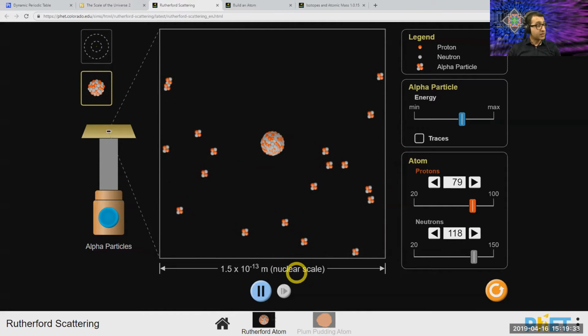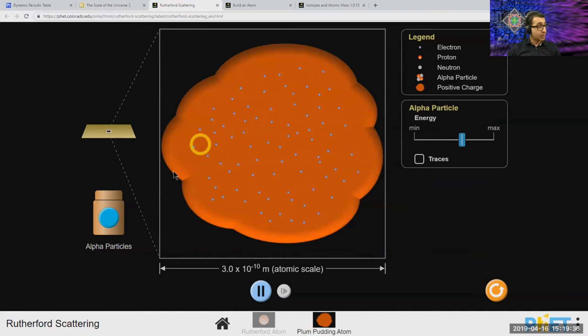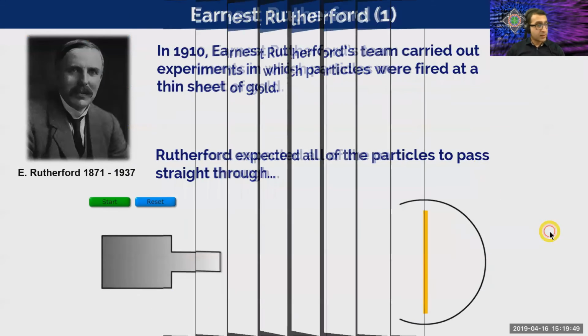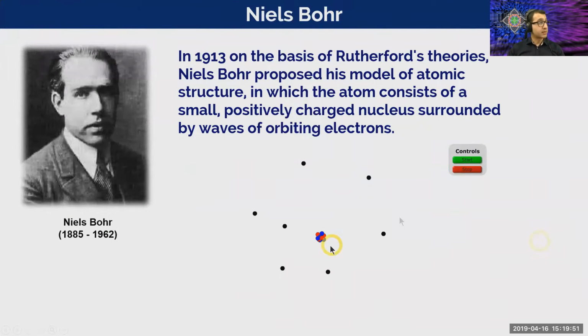that Rutherford observed. Now, if we compare that to the plum pudding model, then if you were to fire the alpha particles through, you would make a very, very different observation here. So let's go back now to the next major development here.